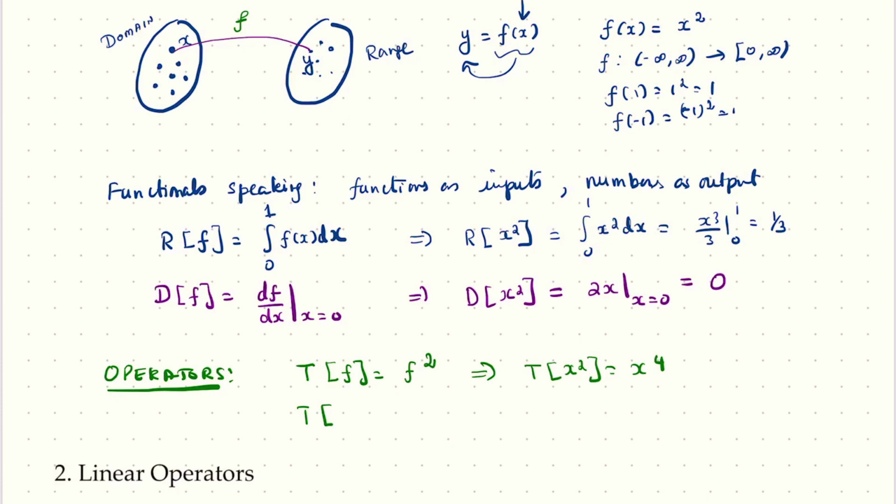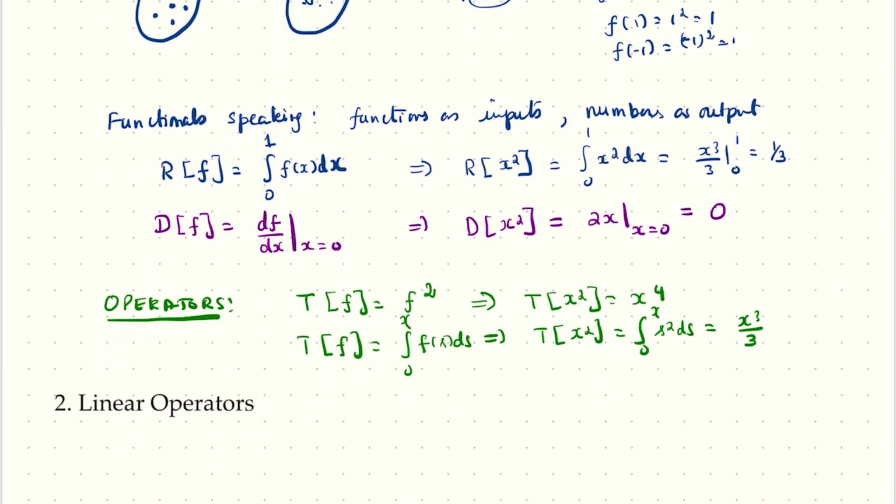T of f is equal to the integral from 0 to x of f of s ds. So in this case, suppose I say T of x squared, then this is going to be the integral from 0 to x of s squared ds, which would be x cubed over 3. Again, I am feeding in a function, and I am getting another function back as the output, right? This is called an operator.